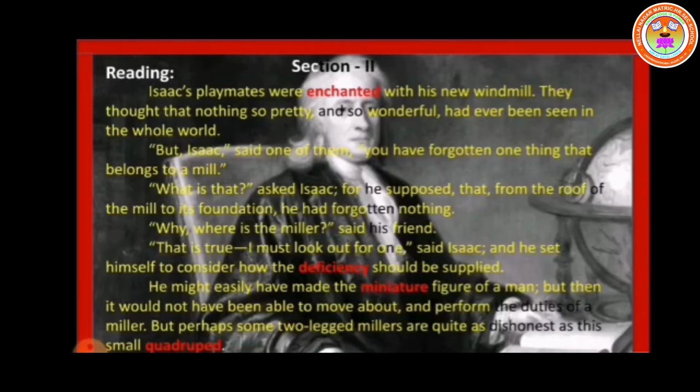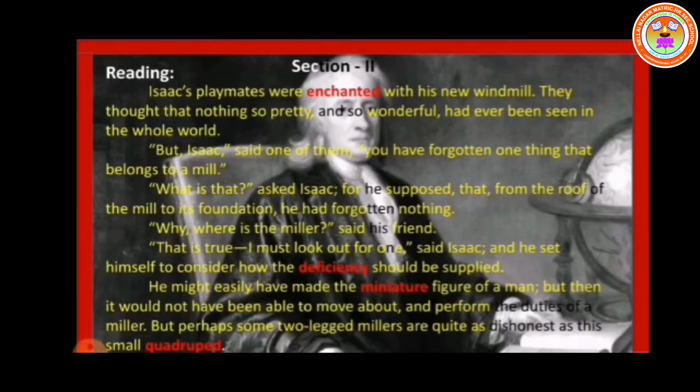So really he had forgotten the miller. Immediately Isaac says, "That is true. I must look out for one," said Isaac. So that is the simplicity of Isaac. Immediately he admits his fault and says that yes, definitely I should look out for a person.